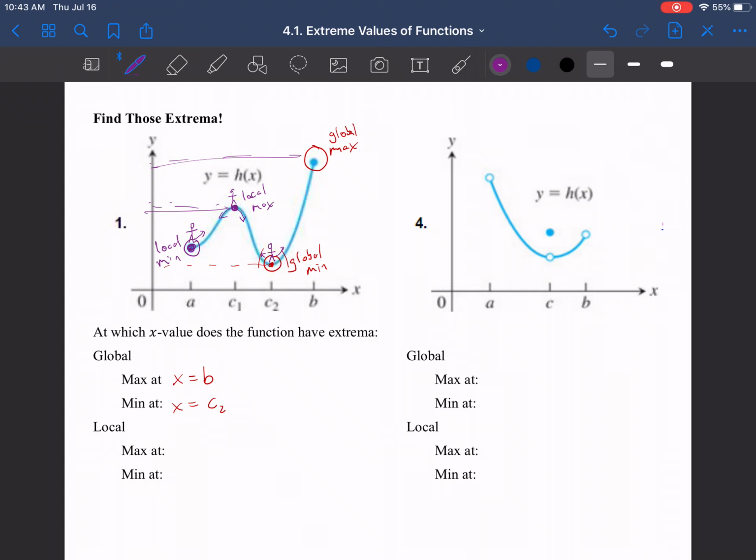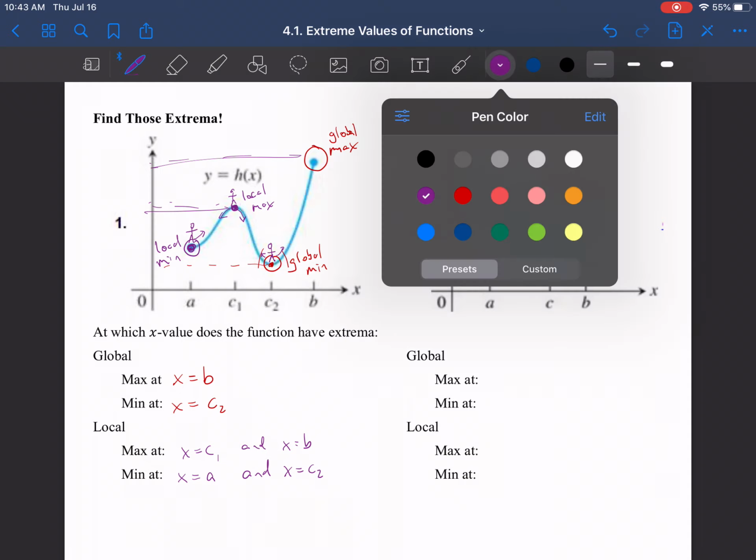So the local maximums, I guess we can say, at x equals c1 and x equals b. And then I can also do over here, we can do local minimum at x equals a and x equals c2. So those globals are both local and global.